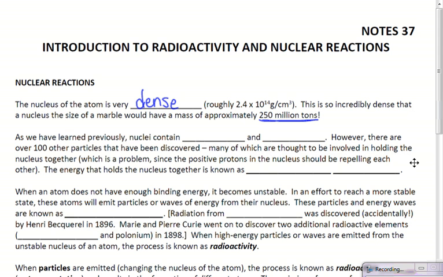And it does not take up most of the space of the atom. Remember, most of the atom is empty space with the electrons zooming around outside of that nucleus. And inside of our nucleus, we have two different subatomic particles: our positive protons and our neutral neutrons.